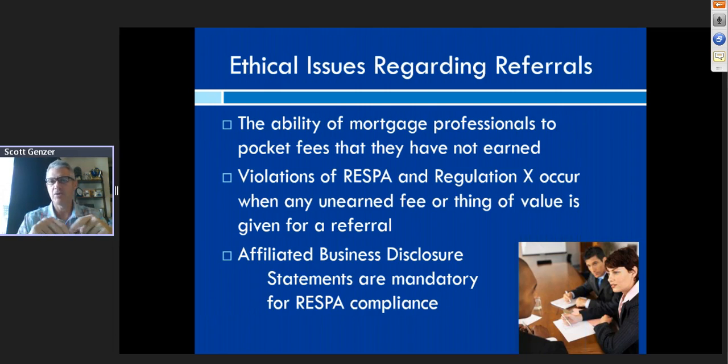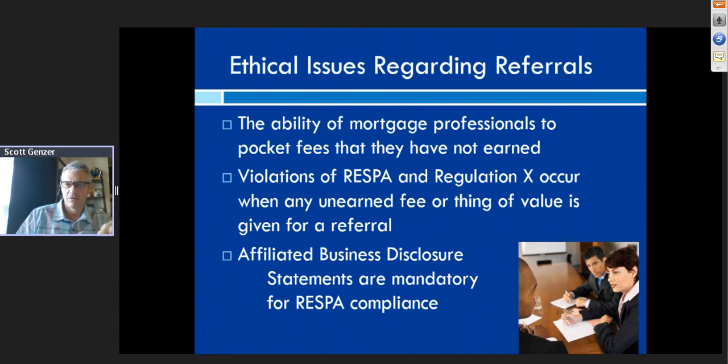A violation of RESPA, Regulation X, occurs anytime any unearned fee or thing of value is given between settlement service providers, and they didn't do any actual work to earn the fee, right? Our TOW. T-O-W. Is there a T, a thing of value? That is O, being offered, and then was it accepted, right?